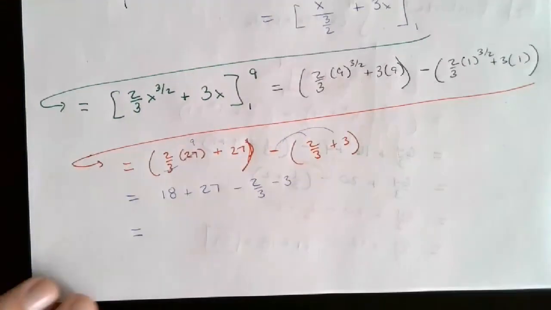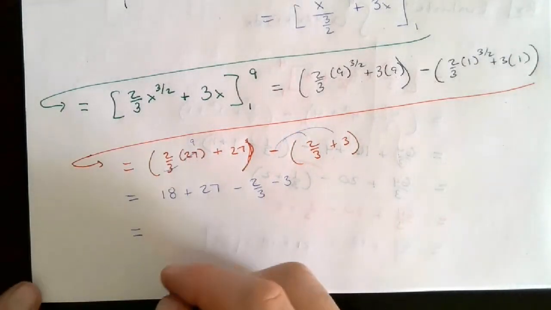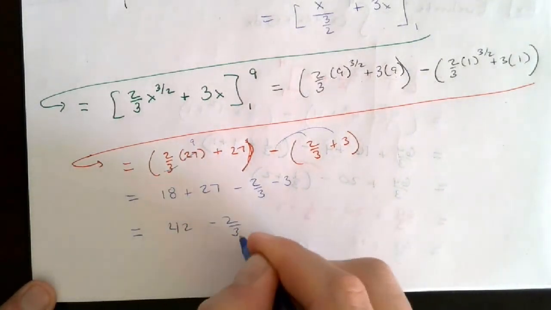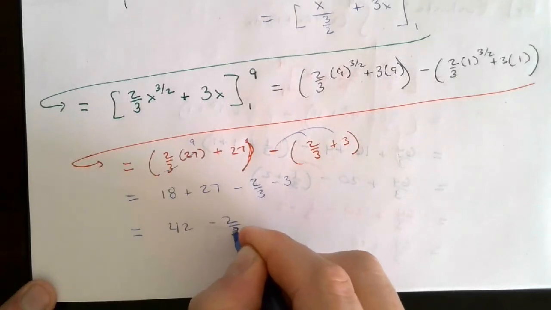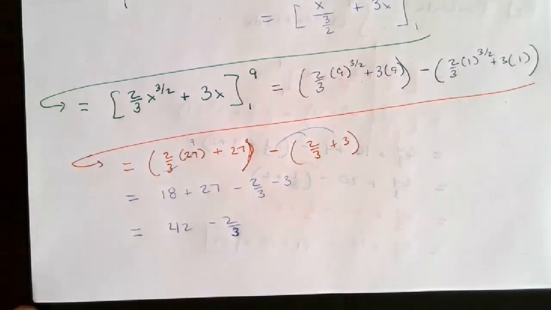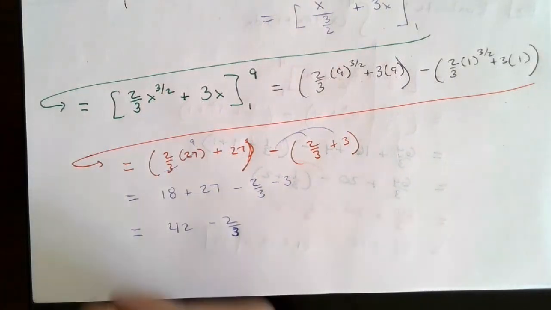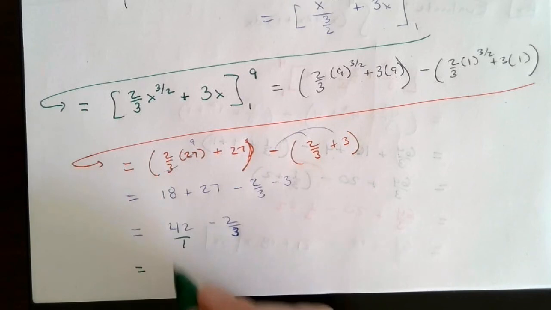And we can combine like terms. You have 18 plus 27, which gives you 45, minus 3 will give you 42. So you have 42 minus 2/3. Now these are like terms, don't leave it like this. They're like terms, they just don't have a common denominator. So to combine these, you need to find a least common denominator. For us, this is like 42 over 1, remember?